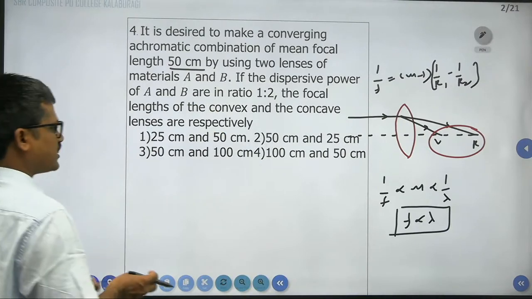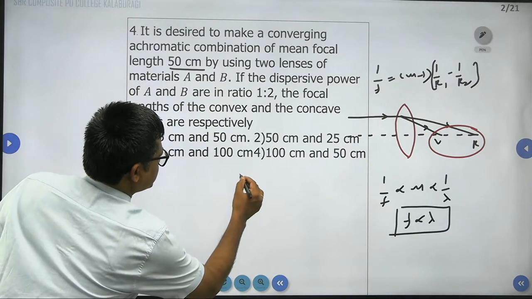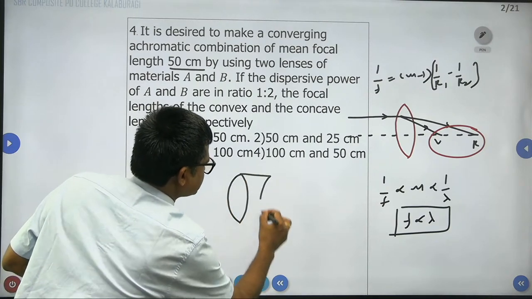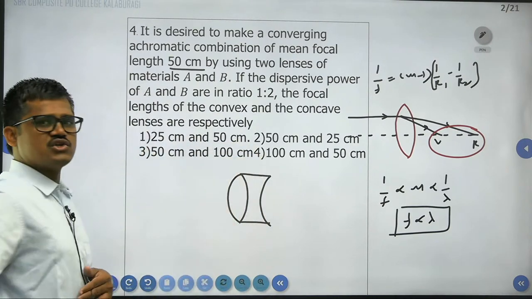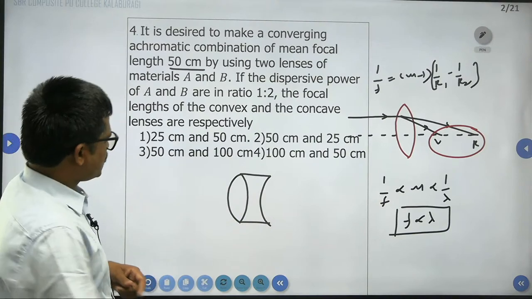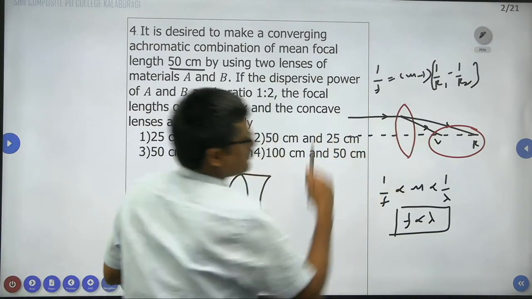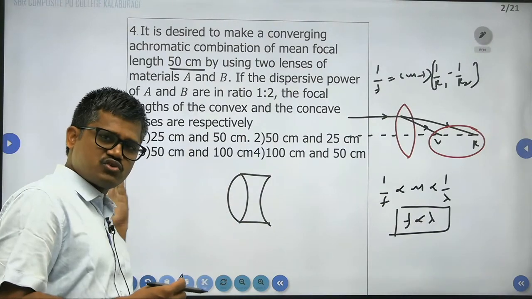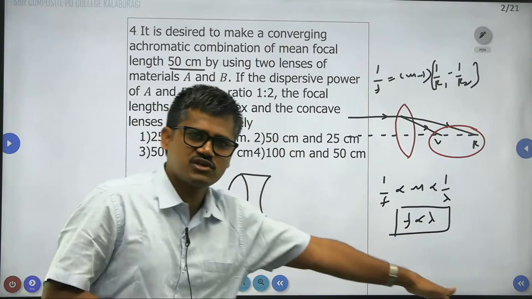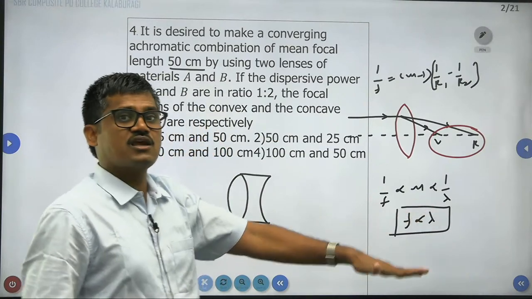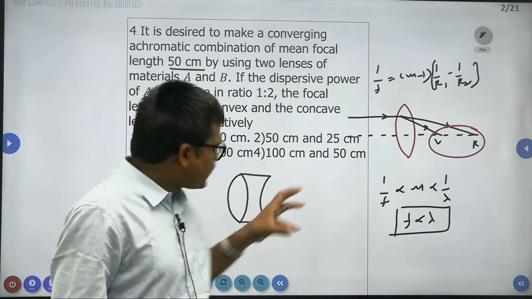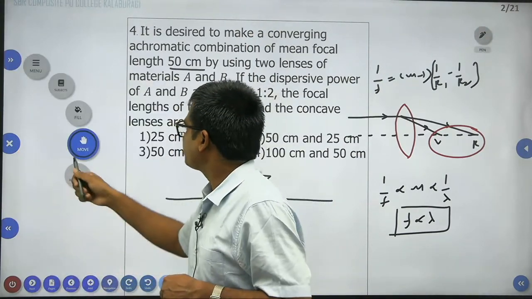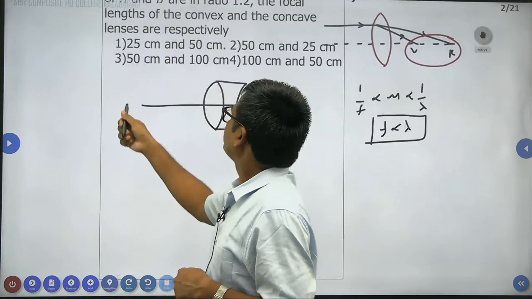Got my point? So for that achromatic combination, what actually is done? A convex lens is joined with a suitable concave lens. The convex lens will make different focal lengths, and the concave lens will make the opposite. The convex lens converges towards the principal axis, and the concave lens diverges away from it. So for suitable values of refractive index, move on here. See here, it's very clear.